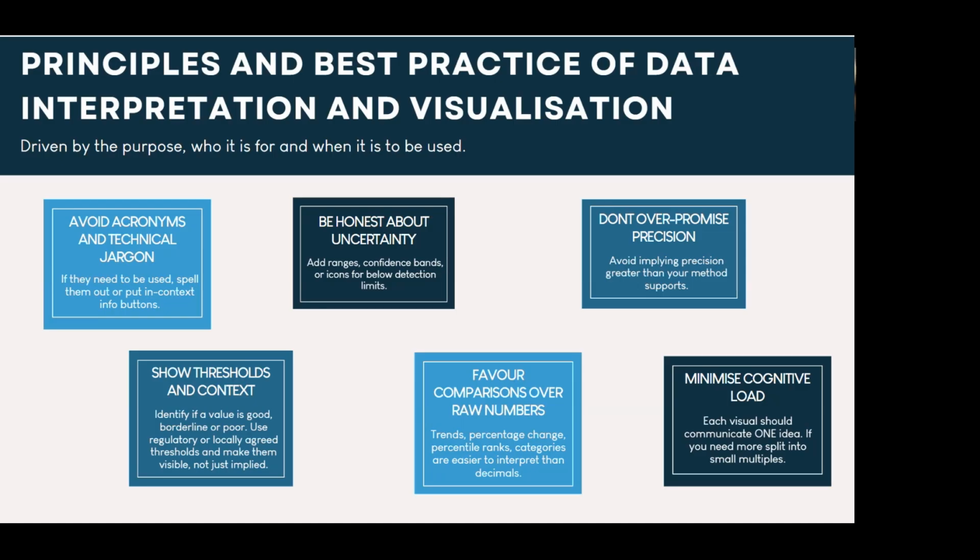You want to try and favour comparisons over raw numbers. This is mainly in relation to the visualization element, where you've got the ability to show trends or percentage changes. That's a lot easier for people to interpret than just having, again, raw data and decimals, where they can visibly see the change. And don't overpromise precision. You want to avoid implying a precision greater than the method supports. Most equipment has clearly defined error ranges, so you can include that within any analysis that you do.